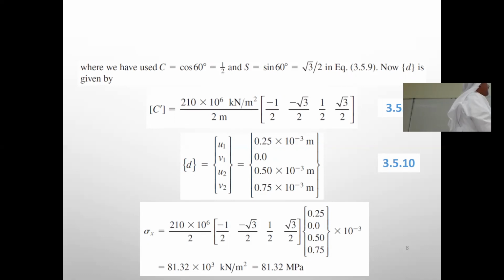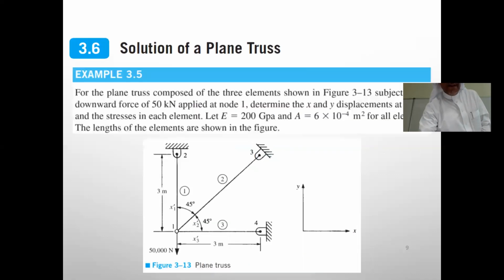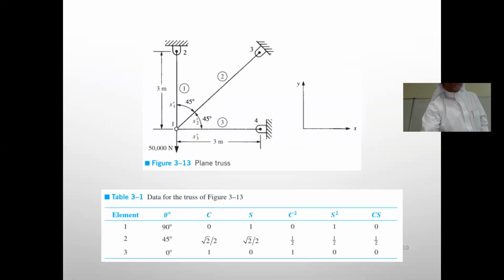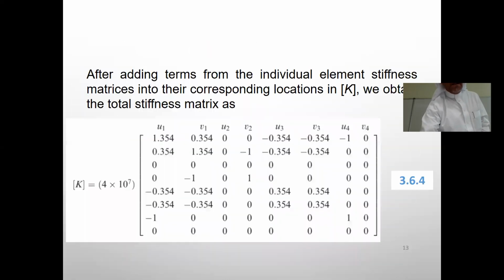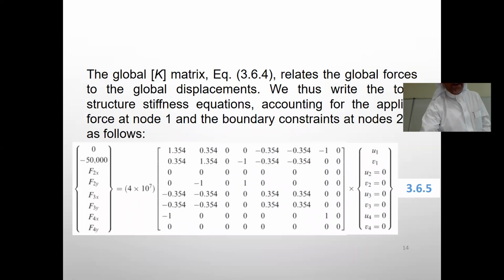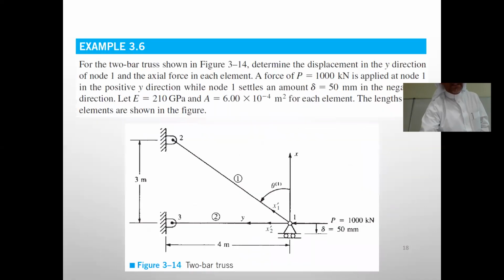So always you need to define this, and there is a formula for C prime. And you can do this for each member. We did this last time. This is the global system, and we solve this, and we calculate the stresses.